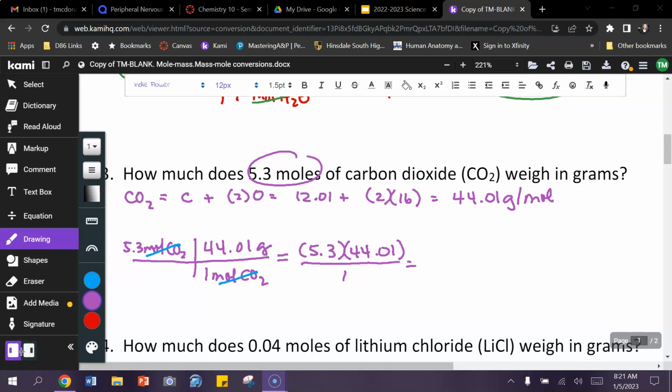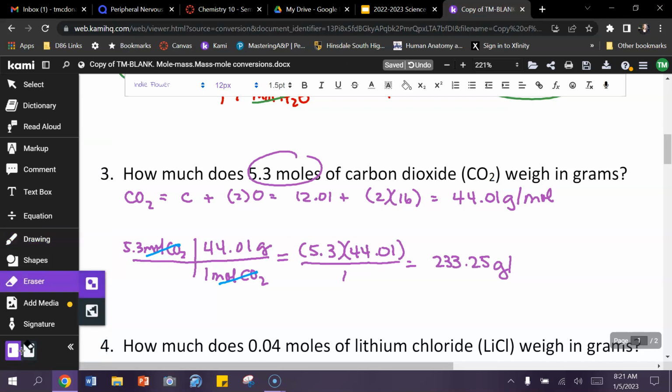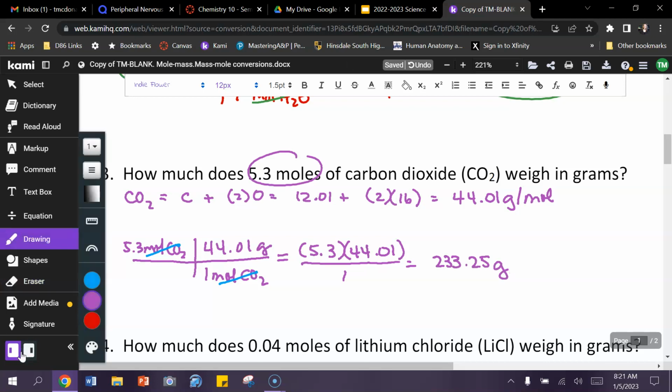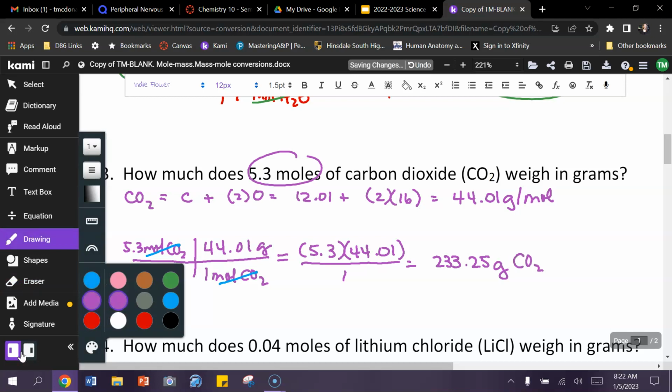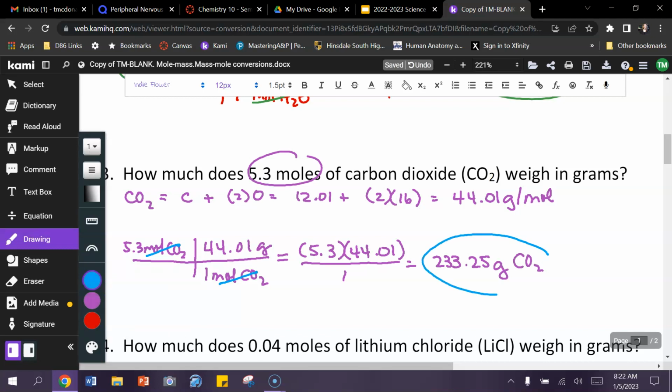And my final answer here is 233.25 grams of CO2. And then you need to be sure to circle your answer.